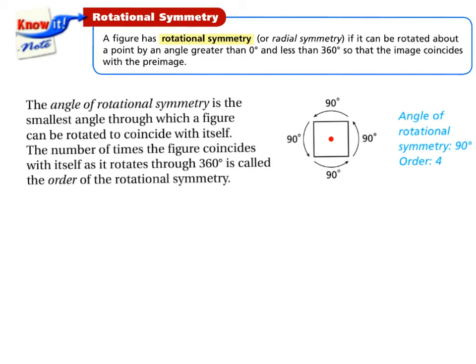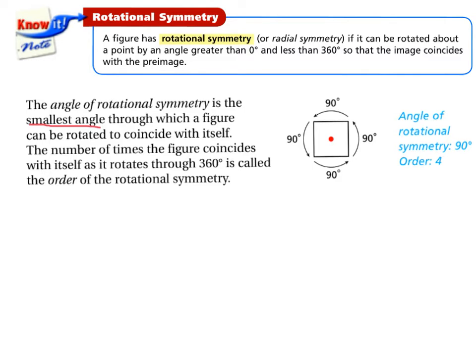Now the next thing we're going to talk about is the angle of rotational symmetry. The angle of rotational symmetry is the smallest angle through which a figure can be rotated to coincide with itself. So if you spin something and you can lay it on top of itself, the angle of rotational symmetry is the smallest angle which you can do that with. The number of times the figure coincides with itself as it rotates around 360 is called the order of rotational symmetry.